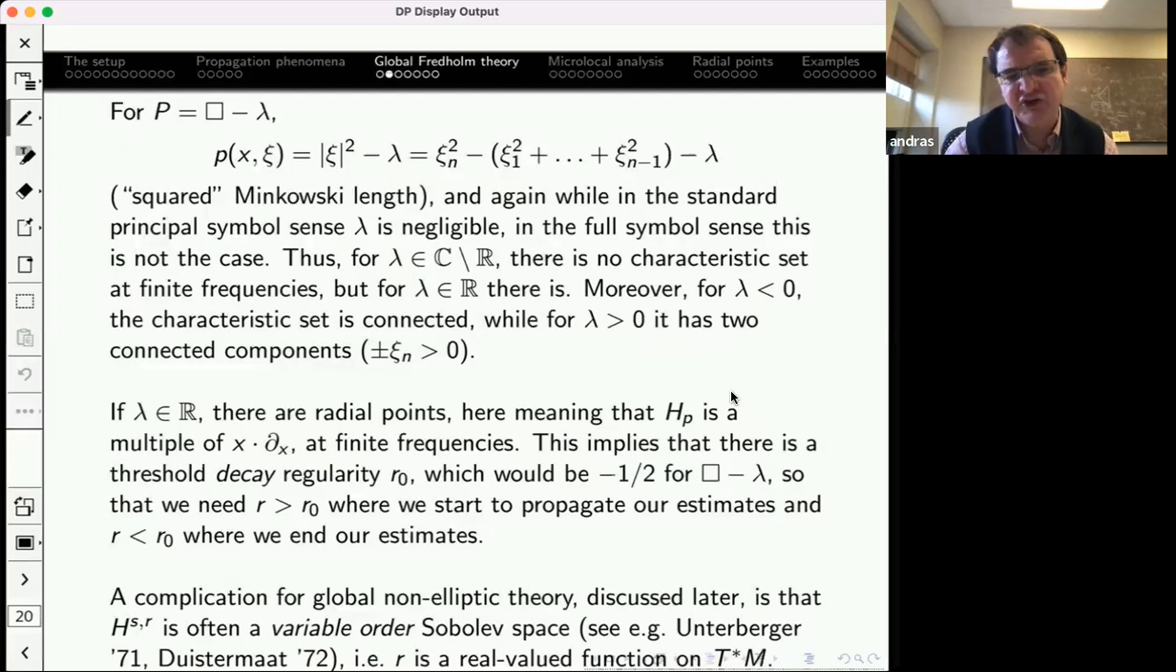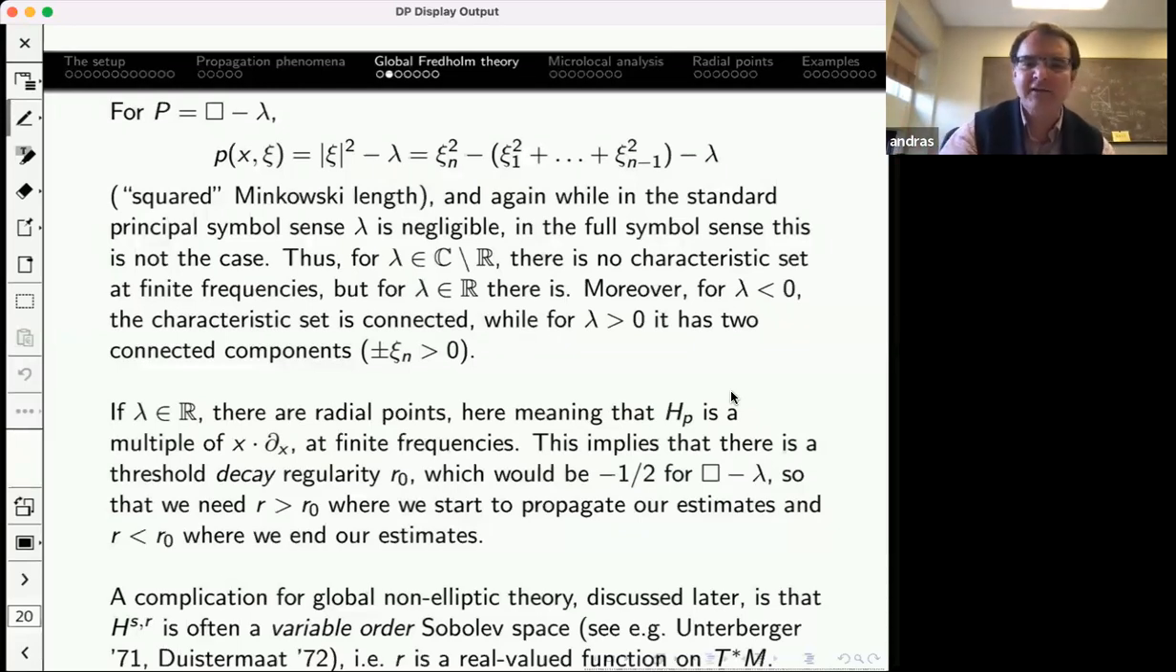What will happen is, if lambda is real and non-zero, then there are radial points in this setting. Beforehand, when I talked about Hörmander, I said it was under the assumption that the Hamilton vector field is nowhere radial, not a multiple of xi dot d/dxi. Here the analogous thing, because you're at infinity, being radial is x dot d/dx. There are points in the energy shell where the Hamilton vector field is a multiple of x dot d/dx at finite frequencies. The analytic theorem, what you can do to prove estimates, is that there's a threshold regularity, which would be weight -1/2 in polynomial weight.